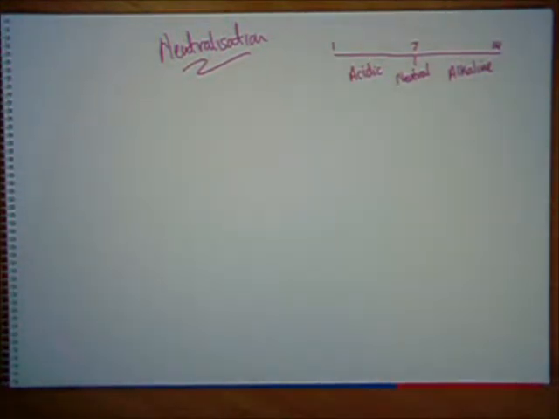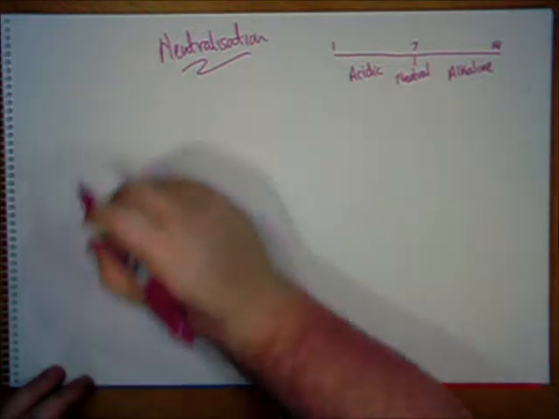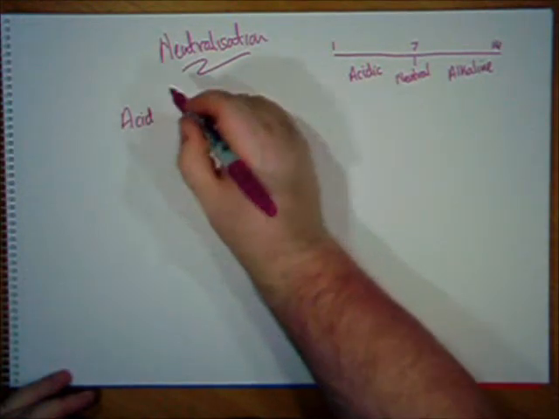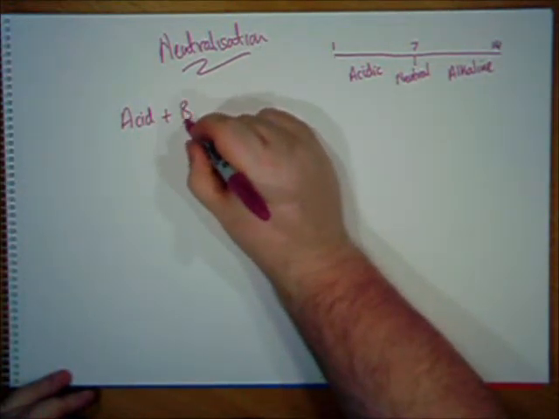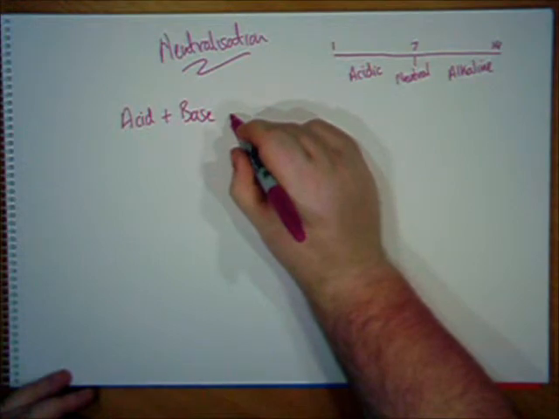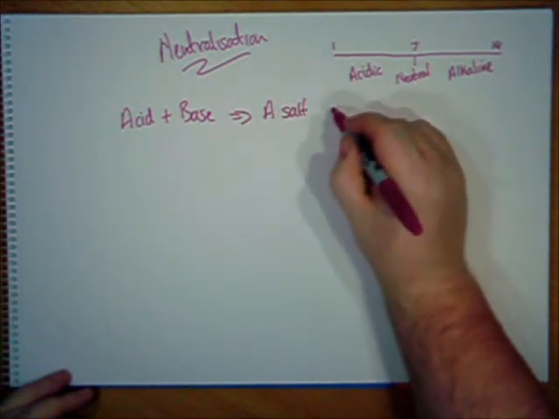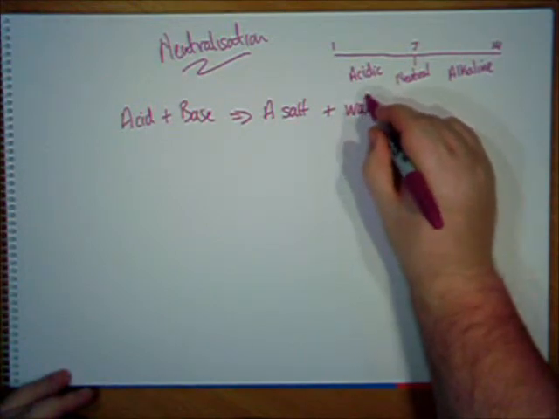Now, what we're going to do is have a look first of all at some of the patterns of neutralisation. There are 4 that you need to know about, and this is what they are. You need to know that an acid plus a base makes a salt, and it makes water.